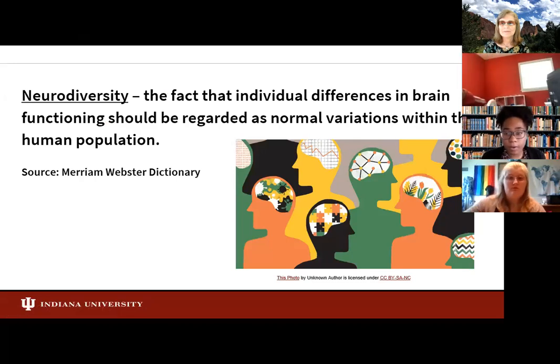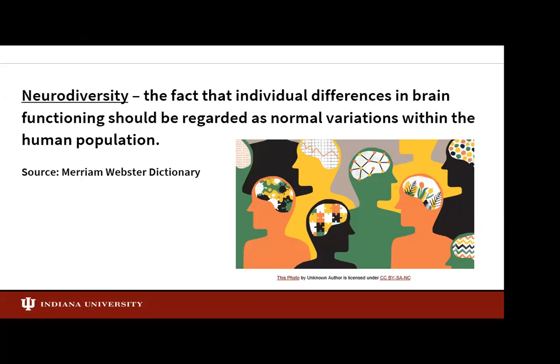The first term I want to go over is what is neurodiversity? Neurodiversity is the fact that individual differences in brain functioning should be regarded as normal variations in the human population. So as such, that category includes everyone from neurodivergent to neurotypical. Next slide.